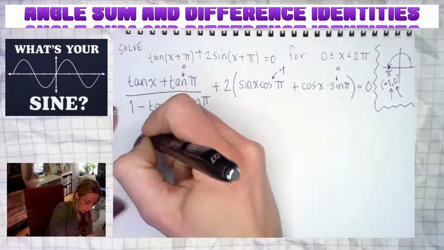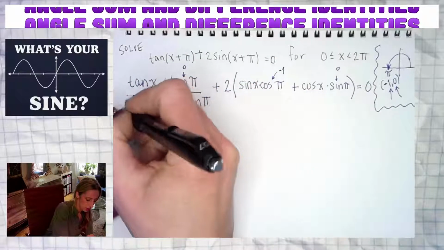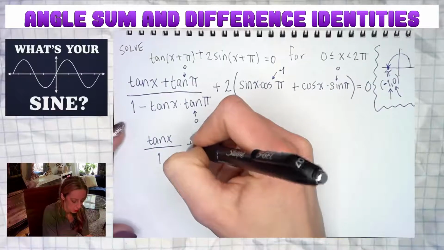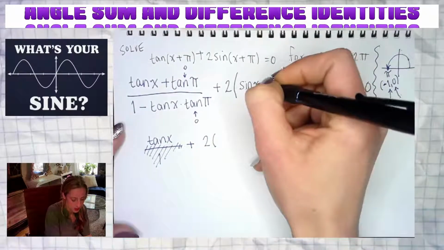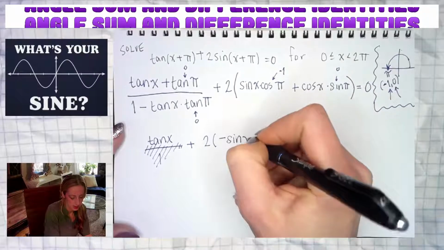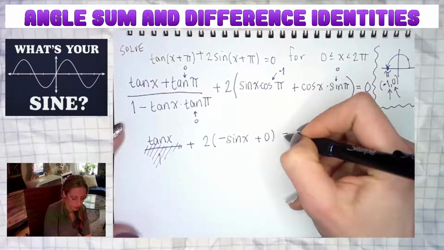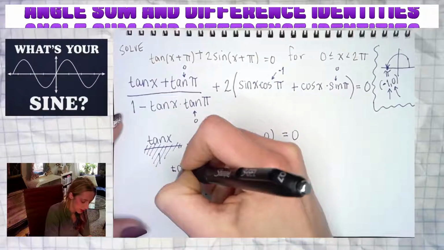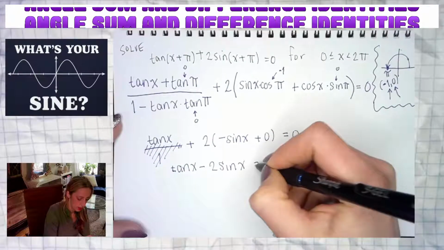From here, cleaning up, we will have tan x over 1, since 0 times anything is 0 and 1 minus 0 is 1. Did I need to write that? No, I could have just written tan x. Plus 2 times sine x times -1, I'm just going to write negative sine x. And cosine x times 0, well, that's really just plus 0, equals 0. Clean this up a little bit more: tan x minus 2 sine x is 0.